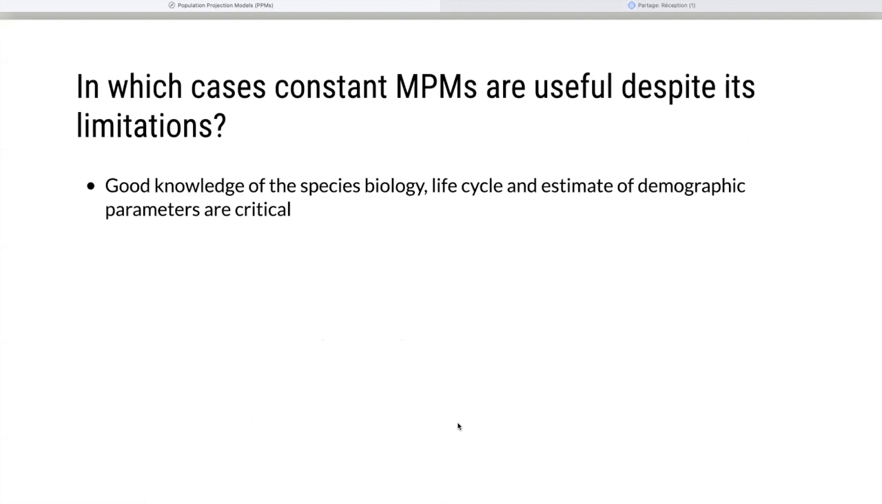So in which cases are constant deterministic models useful?